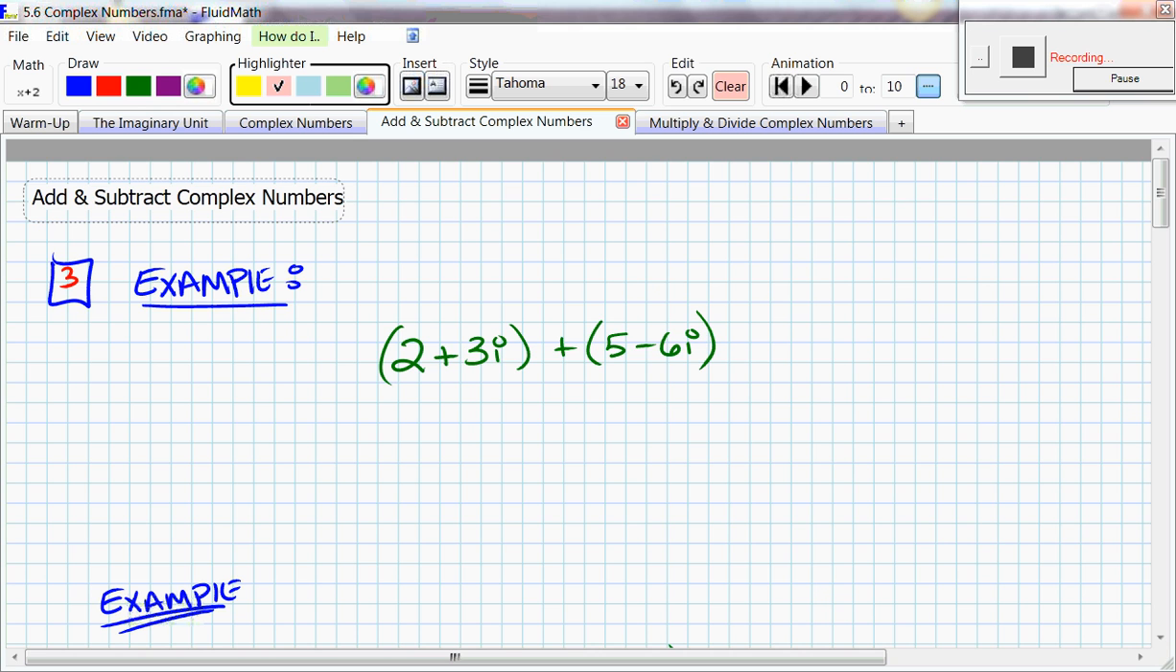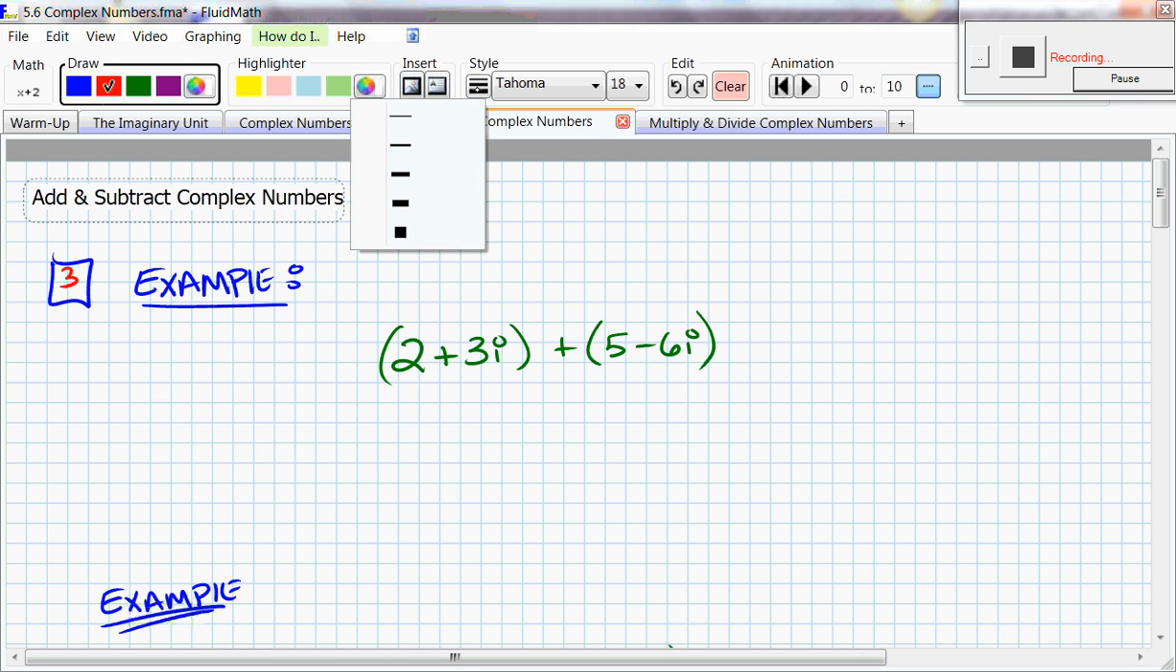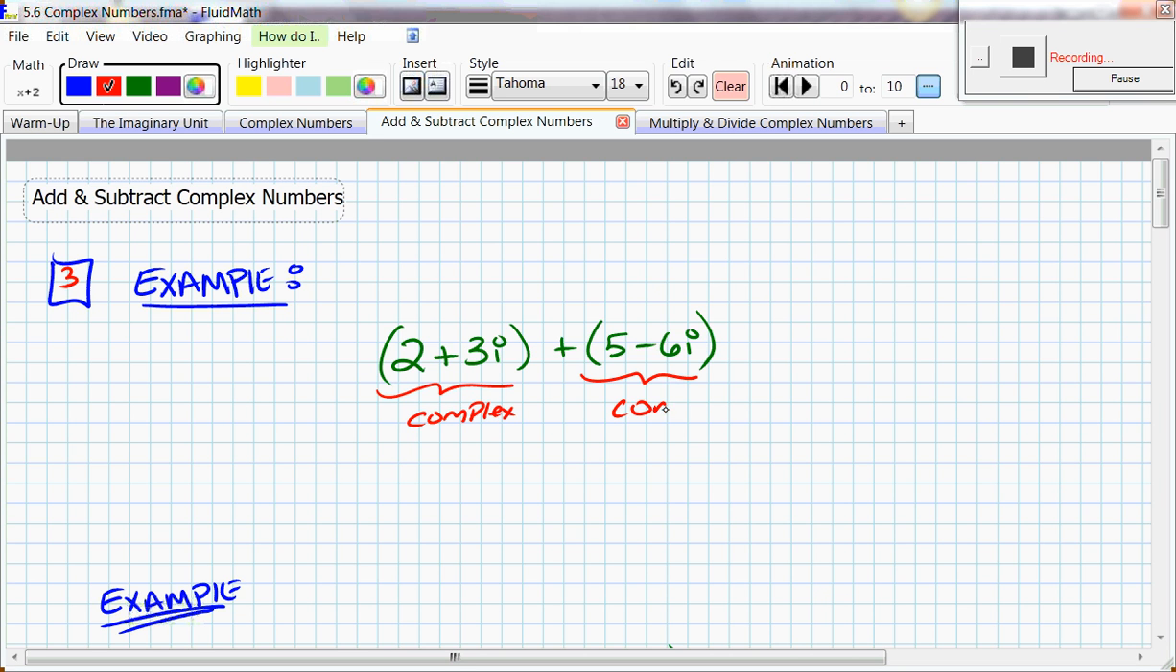So, third box. Let's add 2 complex numbers. So, this is a complex number, and this is a complex number, and we want to add them together. So check it out. We're going to add the real parts together, 2 and 5. How much is 2 and 5? 7. So that's going to give us 7. And then we're going to add the imaginary parts together. 3i minus 6i is how much? Negative 3i. There you go.